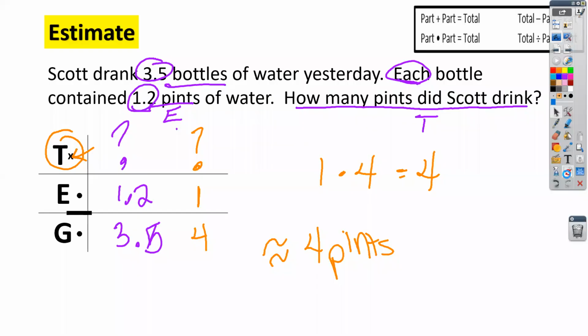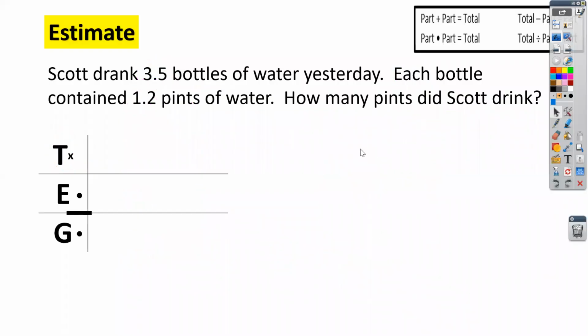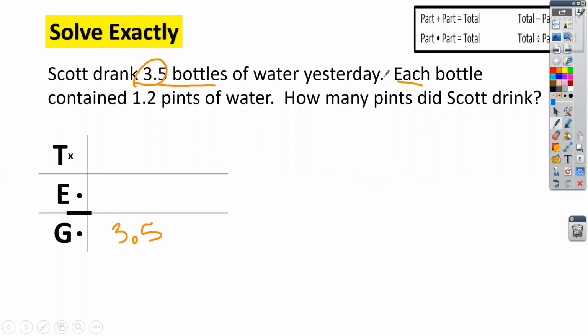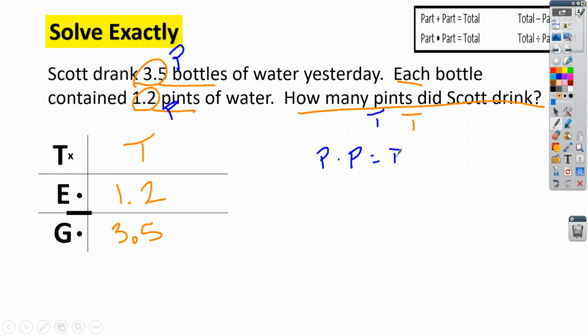So let's do the same problem, except let's solve it exactly. So again, this one was my groups, each. So this one was my each. And this question was my total. And if you like the part total, this would be my part, this is my part, and this is my total. So remember, part times part equals total.